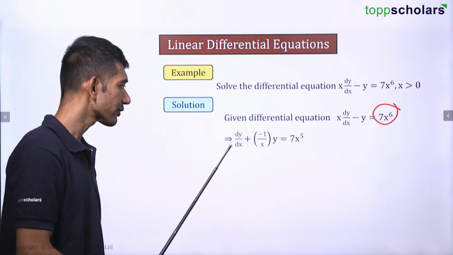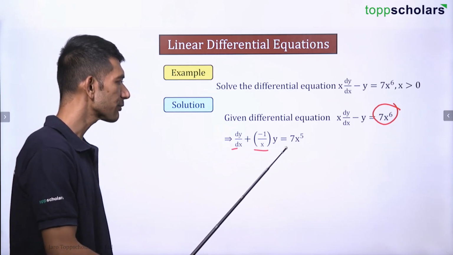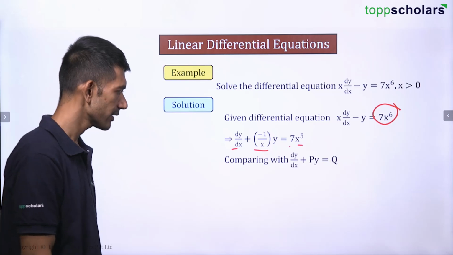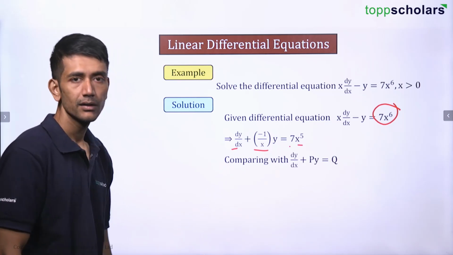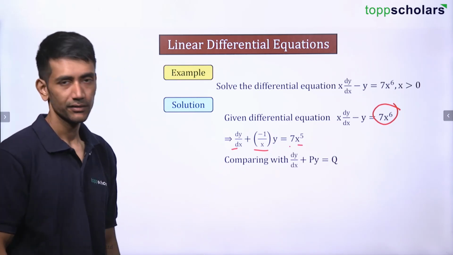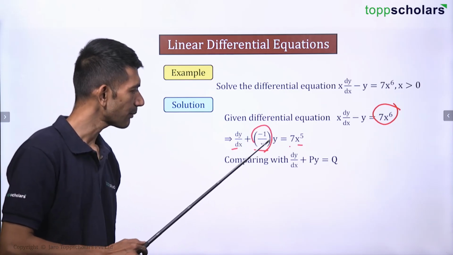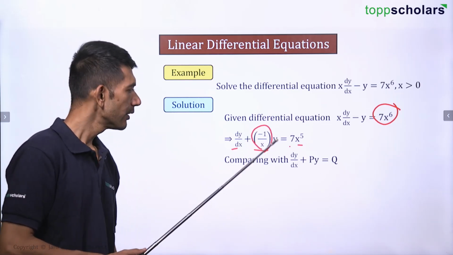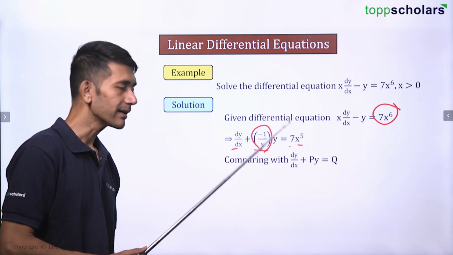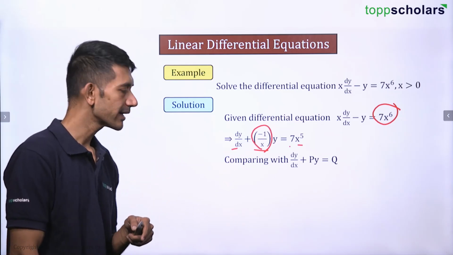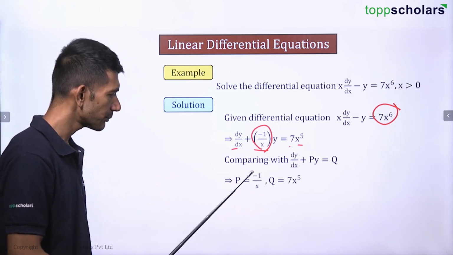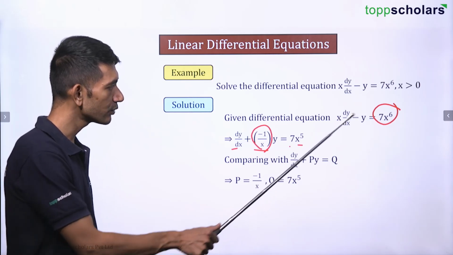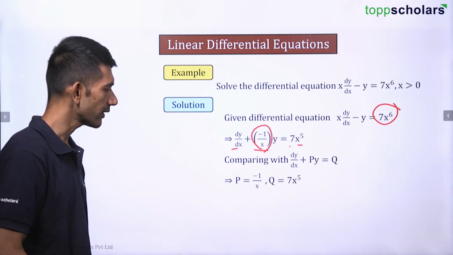So can I say this is of the form dy by dx plus py is equal to q? Yes. So what is p? P is minus 1 by x. See, p is what? P is minus 1 by x, right? Since p is minus 1 by x, again you know how to find out the integrating factor, right? And q is what? Q is 7x raised to 5.